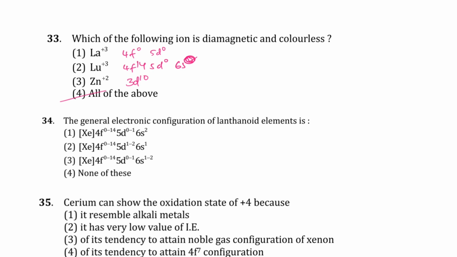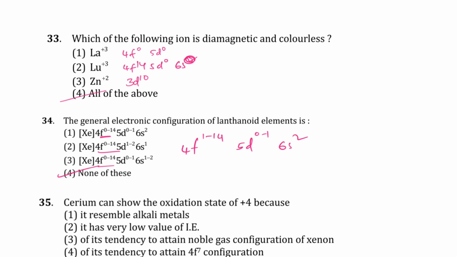In general, the electronic configuration of lanthanide elements is 4f 1 to 14, 5d 0 to 1, and 6s2. This is the lanthanide electronic configuration. So we'll check now. The ranges 0 to 14 are wrong, all of these are wrong. So none of these is a correct answer.